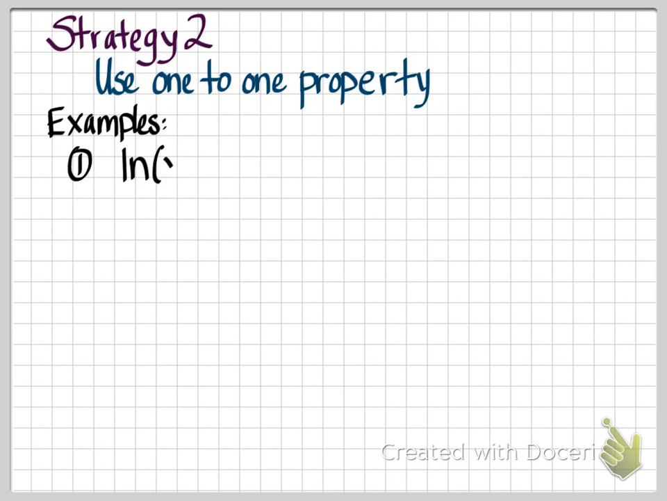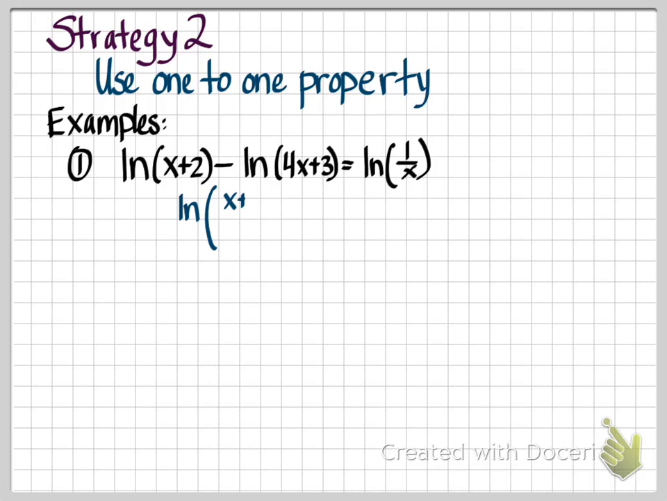The second strategy to solve logarithmic equations is using the one-to-one property. What this really means is we're going to get logarithm of something equals the logarithm of something else, and there's only one value possible, one-to-one. So let's take a look at how this works. We're going to start by using the quotient property because this gives us a single logarithm on the left equals another logarithm on the right.